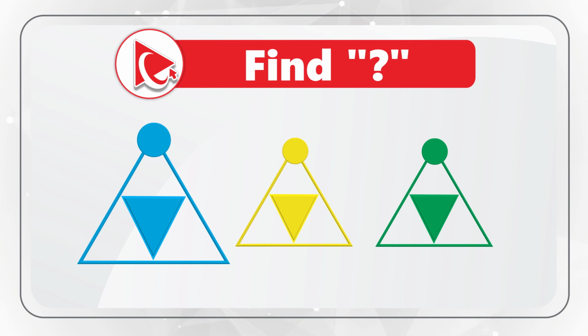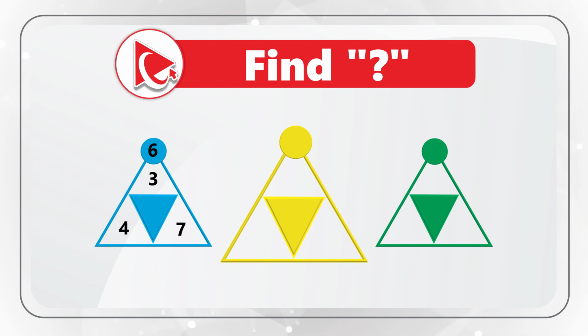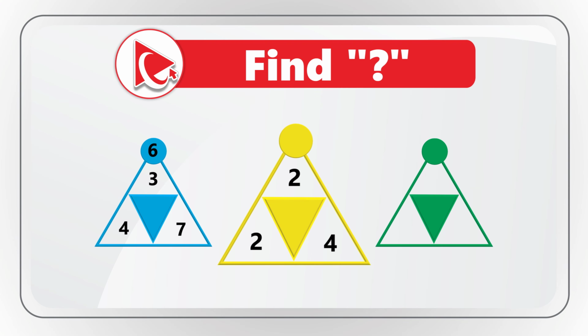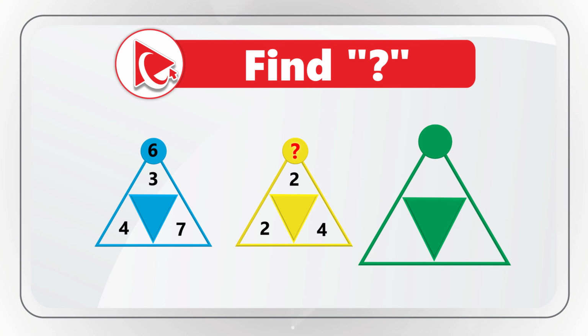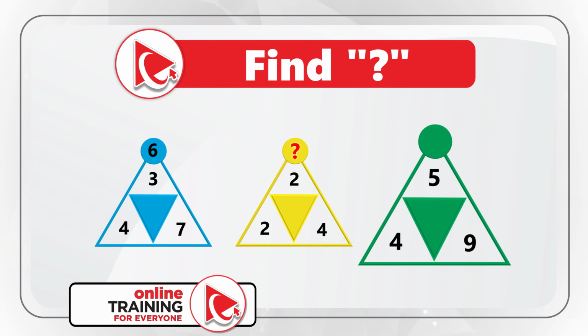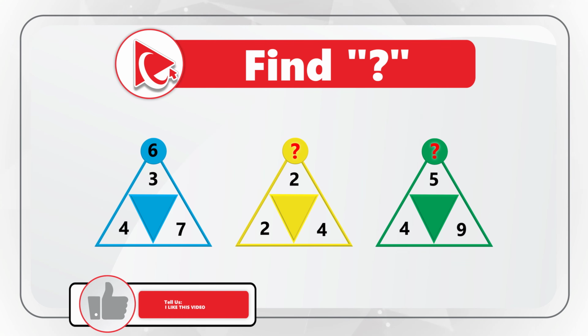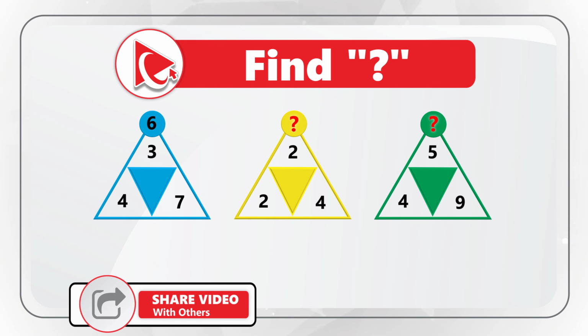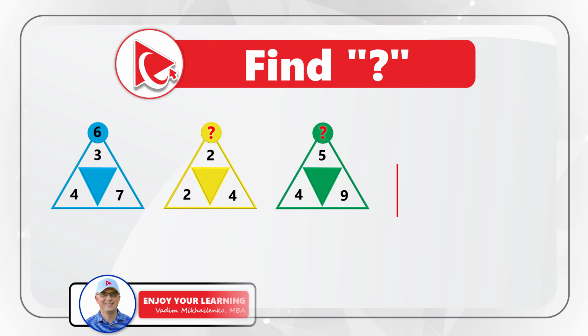Blue triangle has 3 numbers inside. Starting from the top, the numbers are 3, 7, and 4, and the number on the top is 6. Yellow triangle has numbers 2, 4, and 2, and there is a missing number on the top. Green triangle has numbers 5, 9, and 4, and a missing number on the top. Take a close look to see if you can find the 2 missing numbers and select out of 4 different choices.